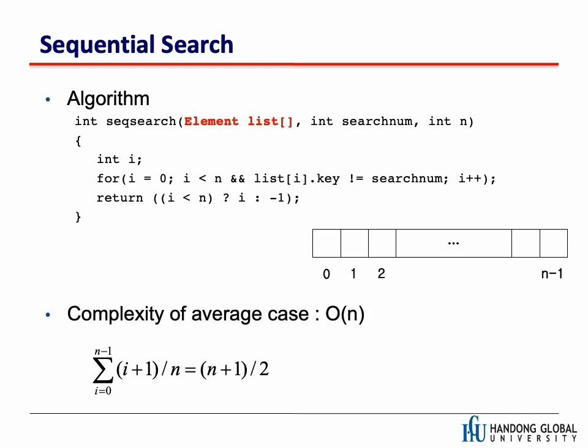Because the first one is our target number. But if we are not lucky, then we need n comparisons. So basically, on average we need (n+1)/2 comparisons. That's our computational cost. So in big O notation it is O(n).